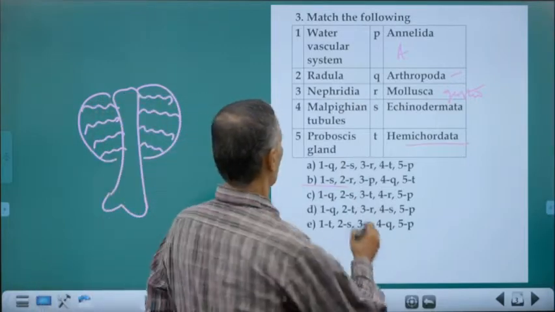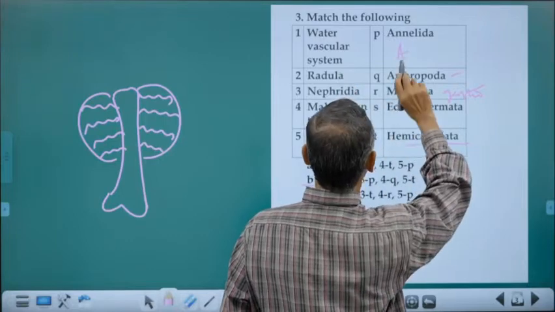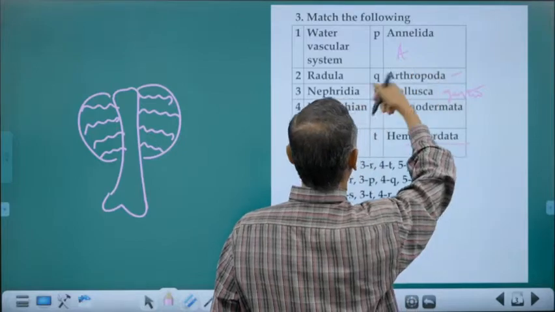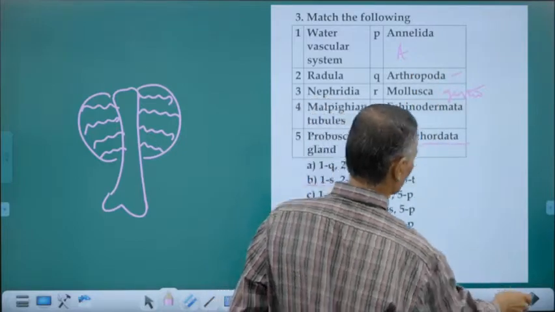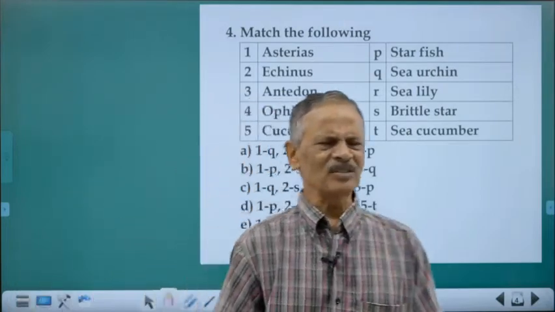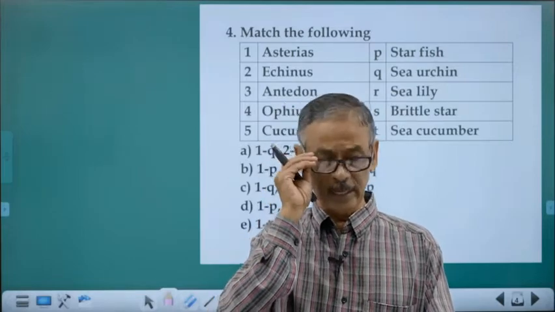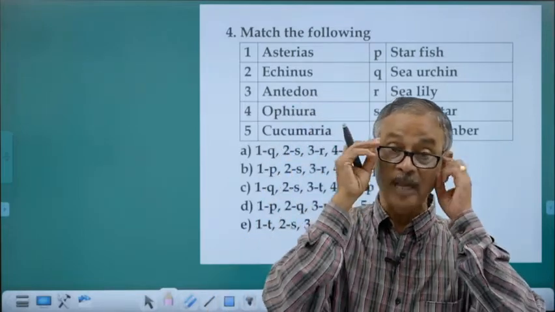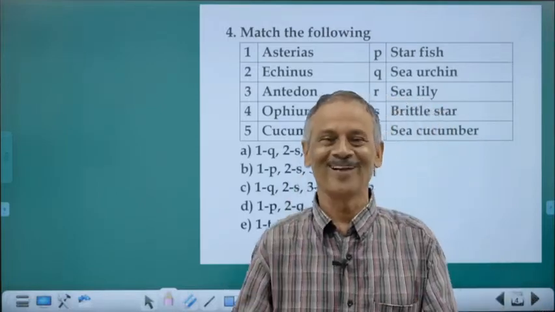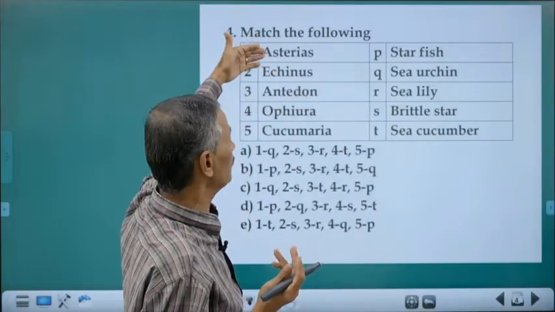Clear? So, the answer is 1S, 2R, 3P, 4Q and 5T. So, the option is box. Again, match the following. See, match the following questions, as I told you, are to be answered very, very clearly. Sometimes it may help you in saving time, but sometimes it may also consume a lot of time.